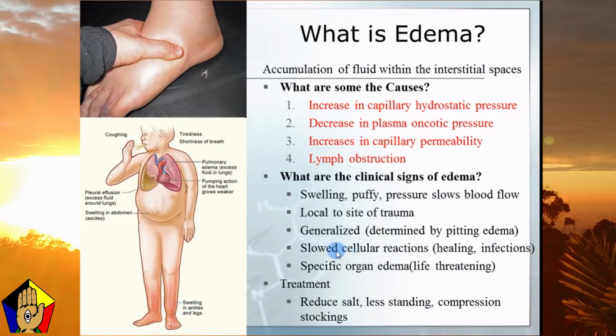Some of the problems: they have slower chemical reactions in the cells, which means they heal slower. The infections don't go away as fast. And depending on the organs, if it's specific organs like the brain or the lungs, it could actually be life-threatening. We'll talk about that. So, how to treat? If you know what causes it, you just reverse that cause, and that's the treatment.